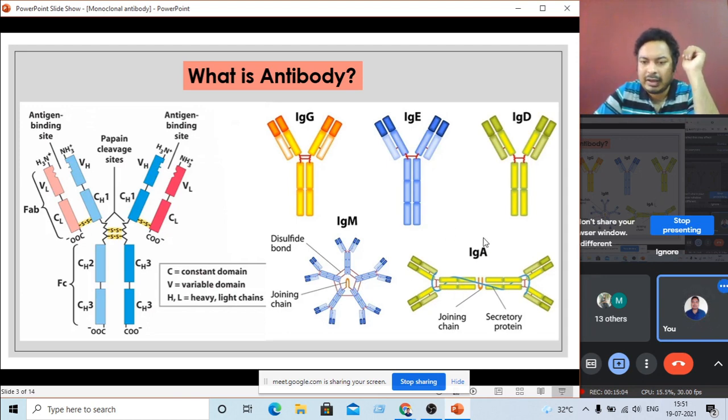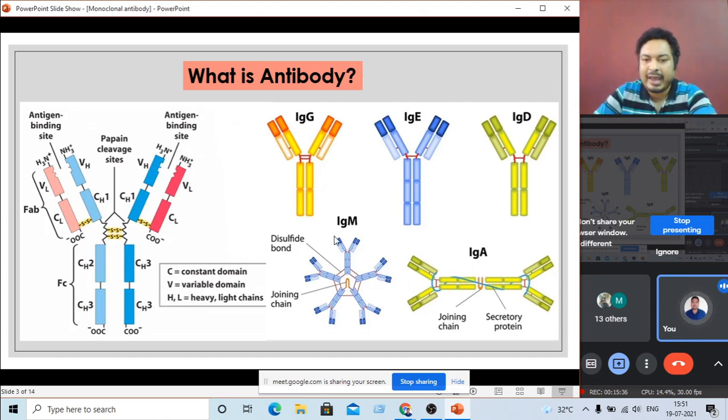You can see in IgA, 2 different antibodies are joined together. This is called the joining chain. Based on the joining chain, the IgA molecule is formed by the union of 2 antibodies. 2 antibodies are joined together to produce IgA. So in IgA, there are 4 different antigenic sites: 1, 2, 3, 4.